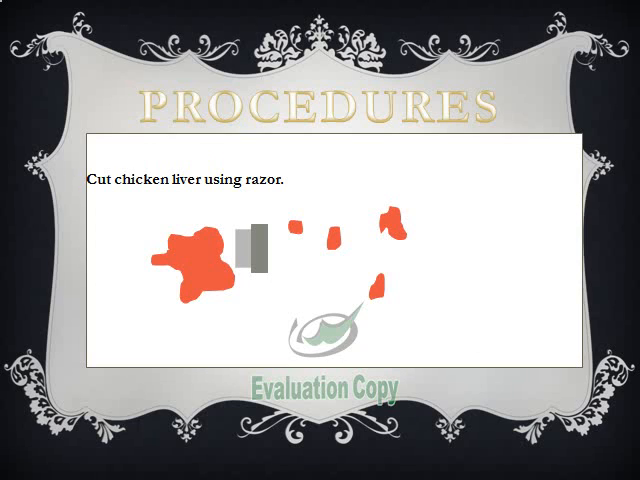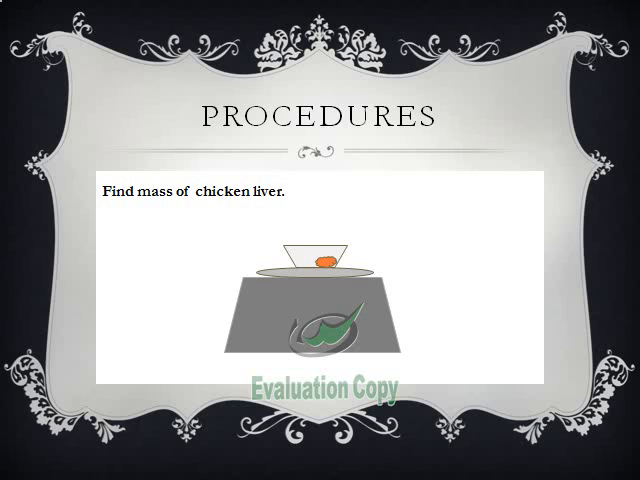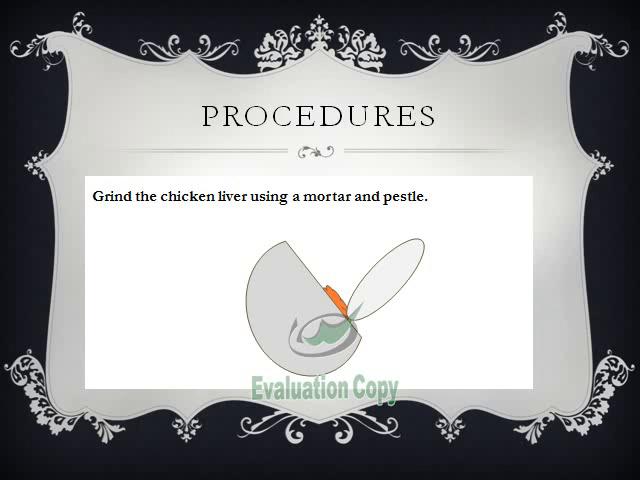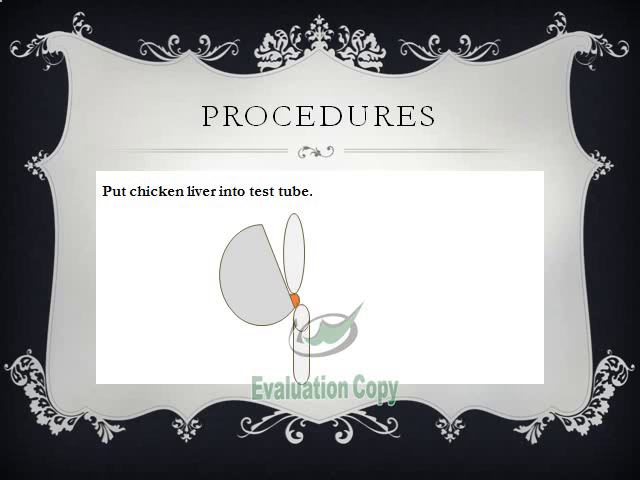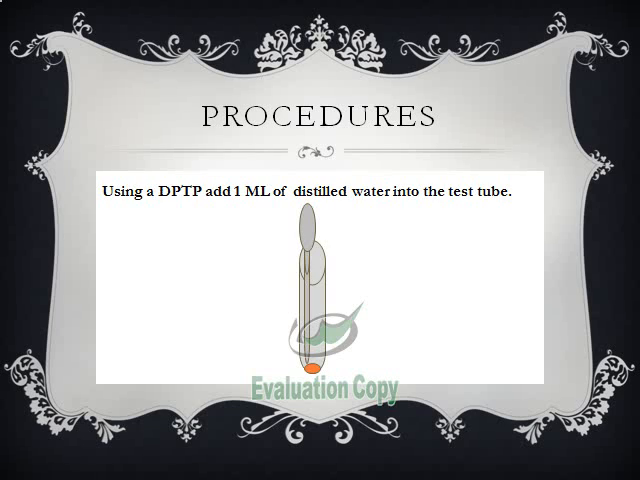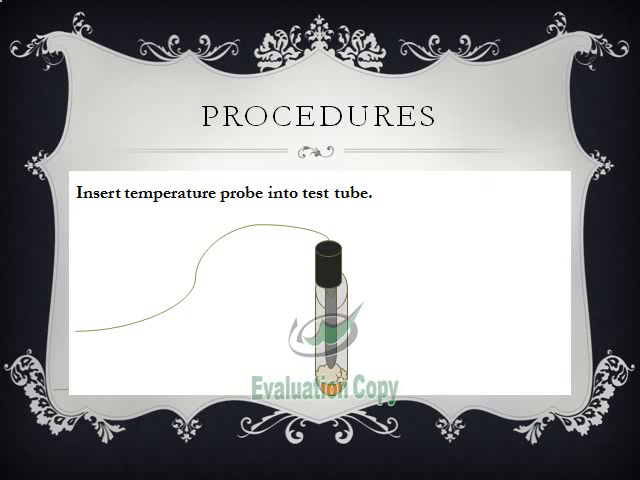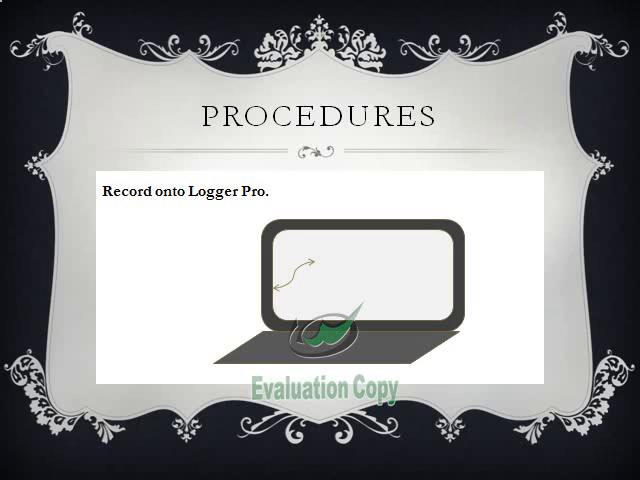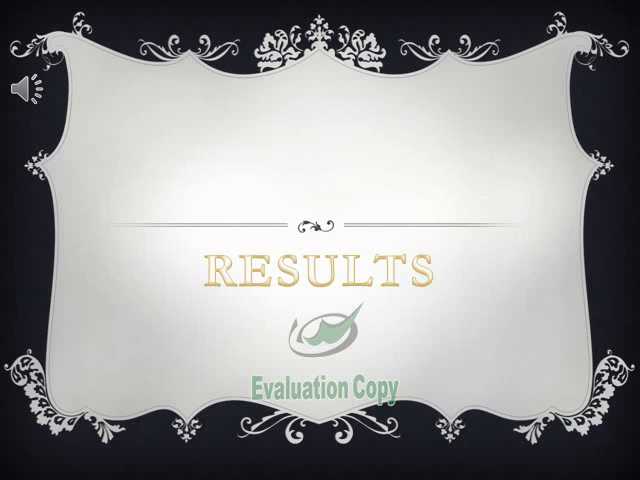Cut the chicken liver using a razor blade. Put the chicken liver into a weigh boat and find the mass. Grind the chicken liver using a mortar. Put the chicken liver into the test tube. Using the DPTP, add 1 milliliter. Using a DPTP, add 1 milliliter. Quickly insert the temperature probe into the test tube. Record onto Logger Pro until the reaction ends.